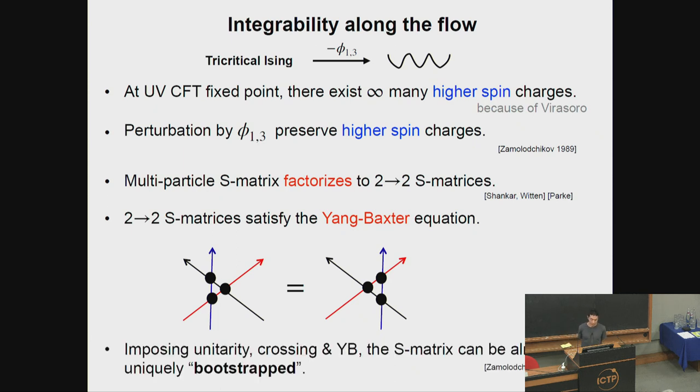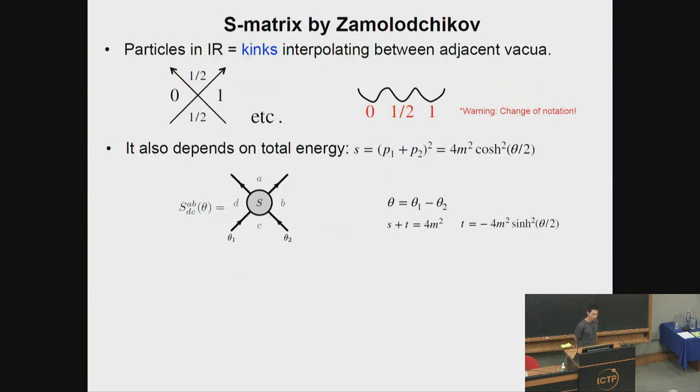Okay? And furthermore, what's remarkable is that by imposing unitarity and the crossing symmetry that I already talked about, and the Yang-Baxter equation, you can almost uniquely determine the 2-to-2 S matrix in this theory. So this was done in this famous work by Zamolodchikov. So let me show you the final form of the answer for this S matrix. To explain the final form of the S matrix Zamolodchikov determined, I need to introduce some notation to explain what the formula means.